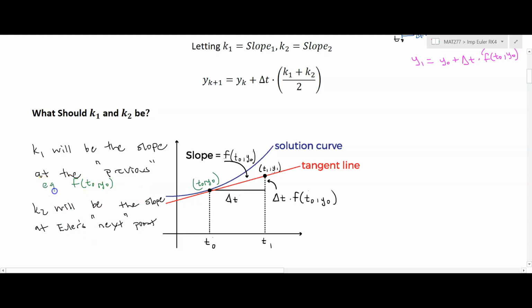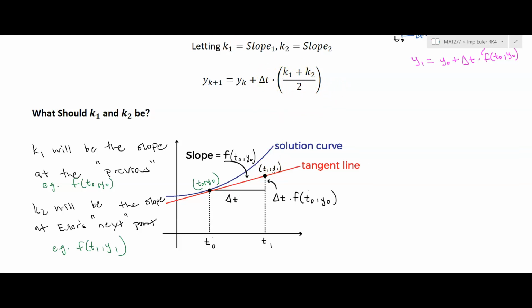And the second slope we would get in this drawing is the hypothetical slope at t1, y1. Now we're not going to actually use that as our final t1, y1, because that's what Euler's method did. We're just going to grab a slope here. Then we're going to take this point, plug it into our differential equation, get the slope there, and then average them together.